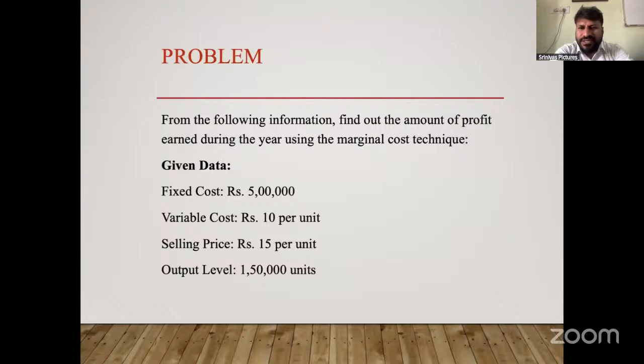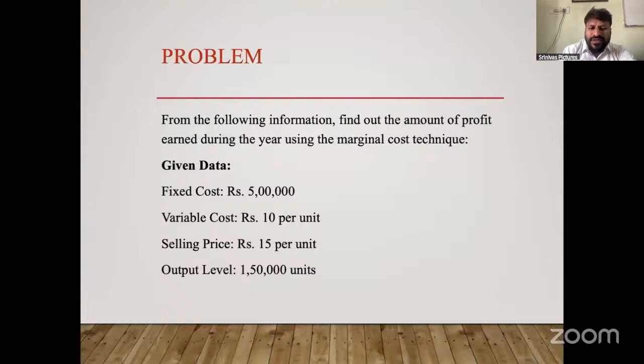For example, there is a small problem: from the following information, find out the amount of profit earned during the year using the marginal costing technique. The given data: fixed cost is given, variable cost is given, variable cost per unit is given, selling price per unit is also given, and output level is also given, that is 1,50,000.